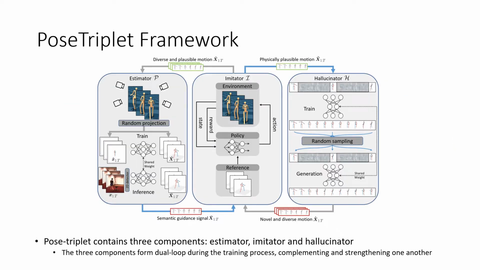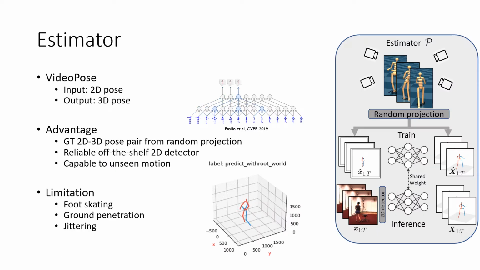To address this issue, we propose a self-supervised framework, PoseTriplet. It utilizes the Estimator, Imitator, and Hallucinator in a dual-loop co-evolving manner. PoseTriplet can generate physically and semantically plausible 2D-3D pose pairs, so that full supervision can be imposed to strengthen the self-learning process. In detail, the Estimator lifts 2D pose to 3D pose.